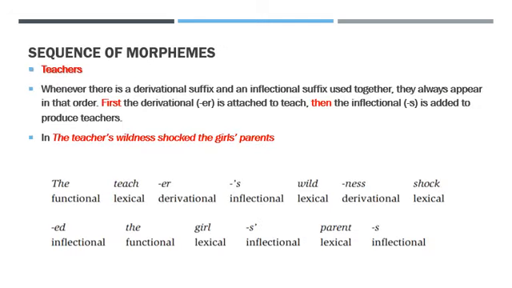Sequence of morphemes. Do morphemes have a specific sequence, or is it a matter of random use, a random sequence? No. First, we have derivational morphemes attached to the word, and then we have inflectional morphemes. Think of teachers. Are we going to add S for plural before ER, or ER before S? ER before S. Why? Because ER is a derivational morpheme, whereas S is an inflectional morpheme. In your slide, you have the teachers' wildness shocked the girl's parents. You see that derivational morphemes come before inflectional morphemes.